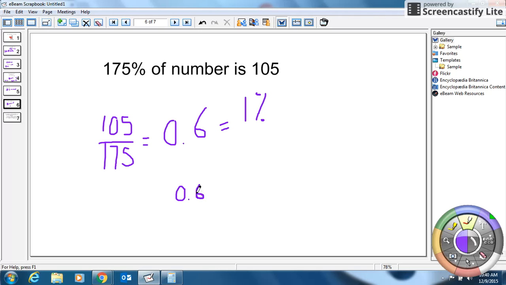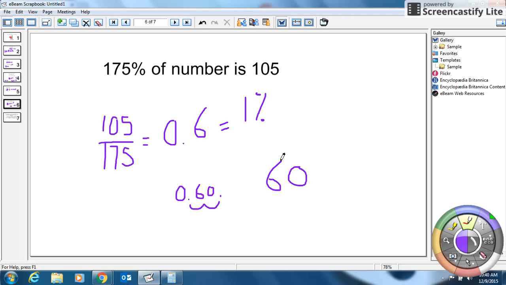So 0.6 multiplied by 100. I take the decimal, jump it 2 spots. There's my new decimal point. Add a 0 there in that empty space because there's nothing there. And my new number is 60. So 175% of a number is 105.